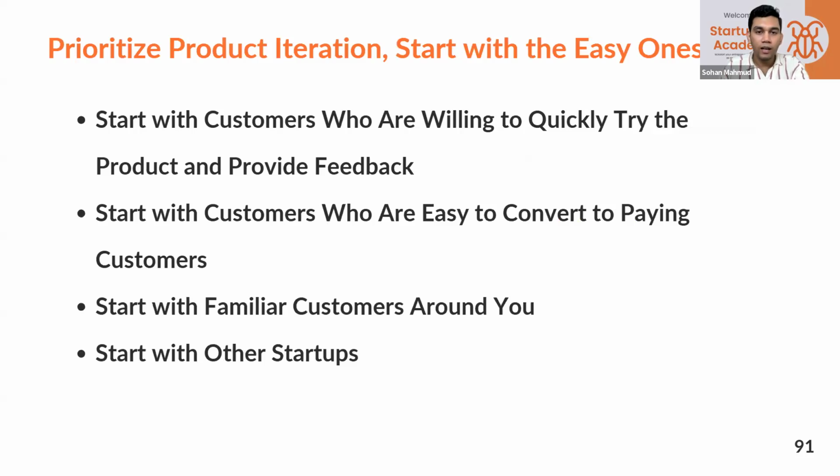So one more thing that you need to focus on while you're trying to do this is to prioritize product iteration and start with the easy ones. Product iteration means how you're developing your product day by day. Start with customers who are willing to quickly try the product and provide feedback. Start with customers who are easy to convert to paying customers, and start with familiar customers around you. Start with other startups as well. So that's how you can move forward with developing your product more and more.